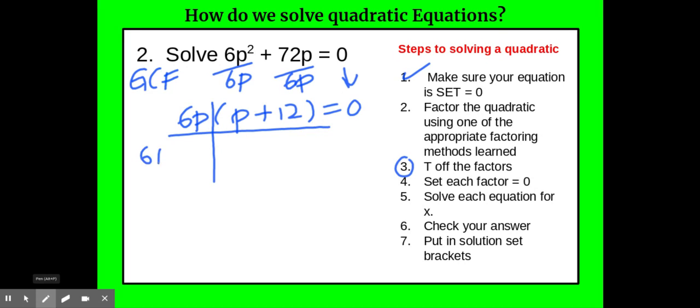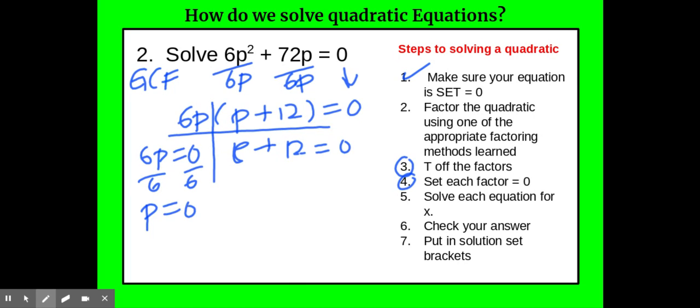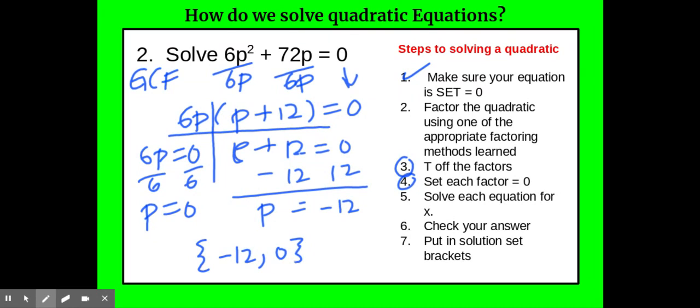We then set each factor equal to 0. So we do 6p equals 0 and p plus 12 equals 0. And now we solve each factor for p. So we're going to divide by 6. I get p equals 0 for the first answer, minus 12, and I get p equals negative 12 for the second answer. So I put my answers in solution set brackets, and now check your answers in your calculator if you want to. Otherwise, pause the video and make sure you get this all down.